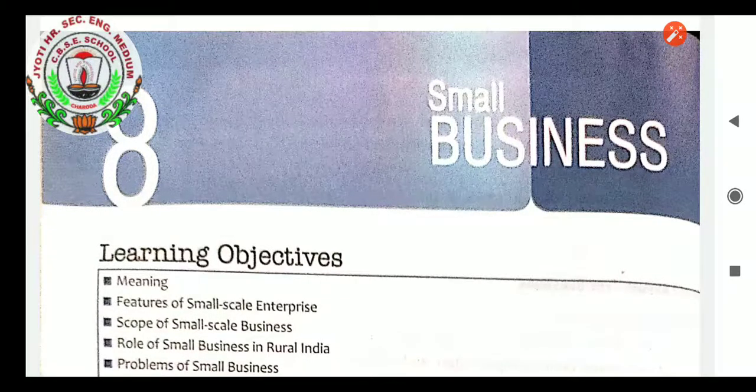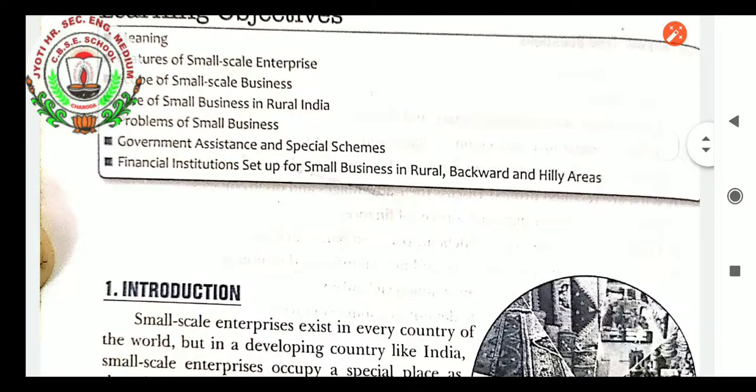In this chapter we are going to learn the meaning of small business, importance of small scale business, scope of small business, the role of small business in rural India, problems of small business, how the government assists and gives special schemes for small scale business, and financial institutions set up for small business in rural, backward and hilly areas. All this we will learn in this chapter. Let us learn the introduction part.